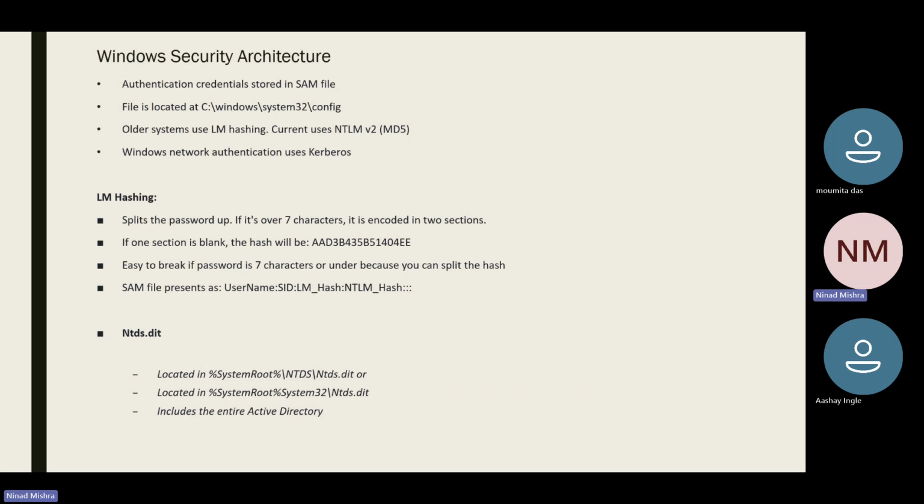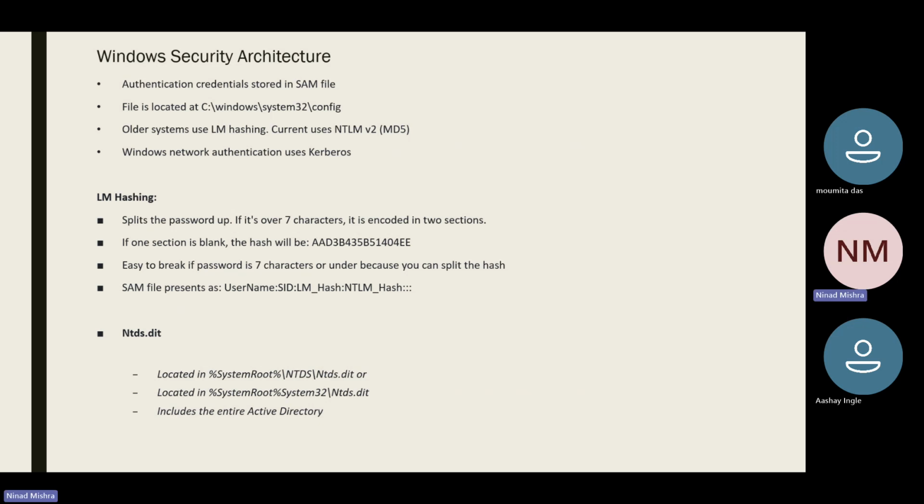Coming to Windows architecture, authentication credentials are stored in the SAM file. As I told you, you can go to system32 config and you will find that SAM file. Older systems use LM hashing. Now we currently have NTLM hashing, which is MD5. So more secure hashing is done, which is always one-way hashing.